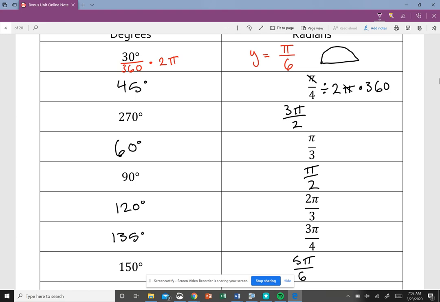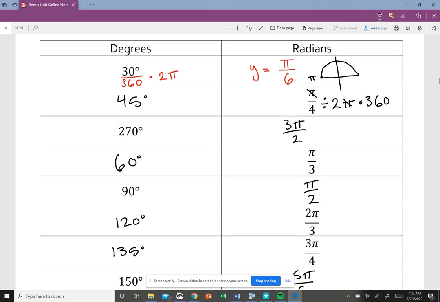So if the entire circle is 2 pi, that means half the circle has to be pi radians, right? So if this is my axis, there's half my circle, that would be pi radians. So if I did 30 degrees, which is about here, well, this is 180. So if I did 30 out of 180, I get 1/6. So this is 30 degrees, but it's 1/6 of pi.